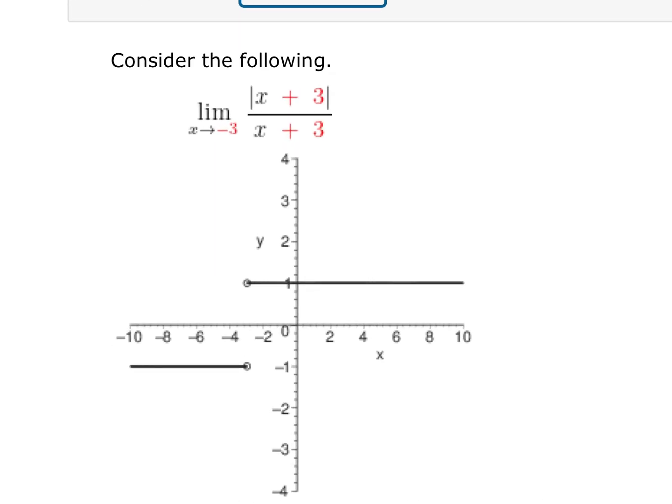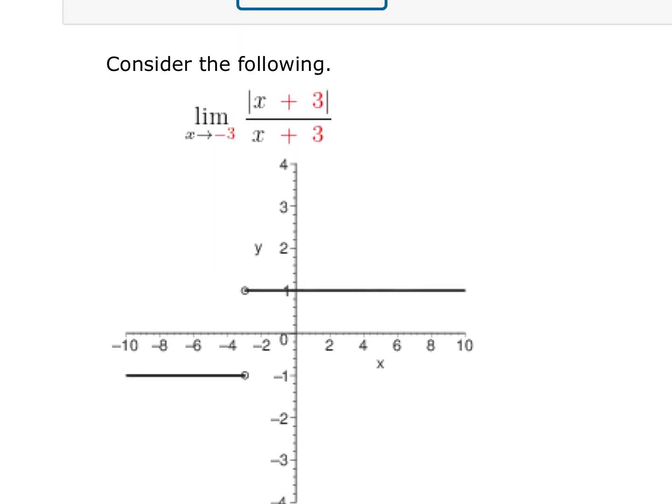For something like this, we've talked about what the graph looks like. But again, just put it in your calculator, make it graph it for you, and then see what value your graph approaches from the left and from the right. Here, we approach two different values, so what would our limit be? The limit does not exist.